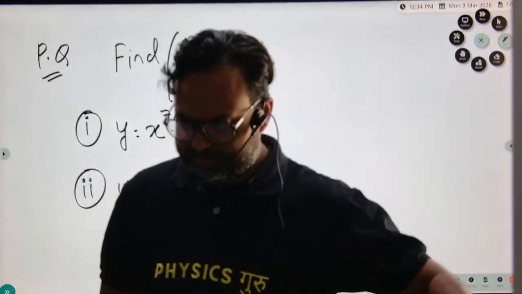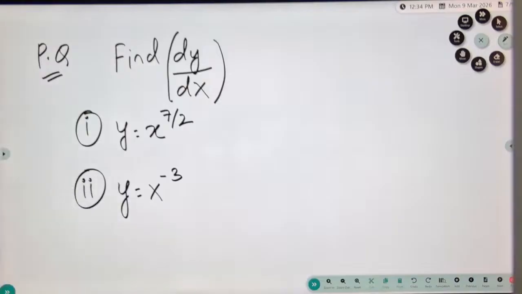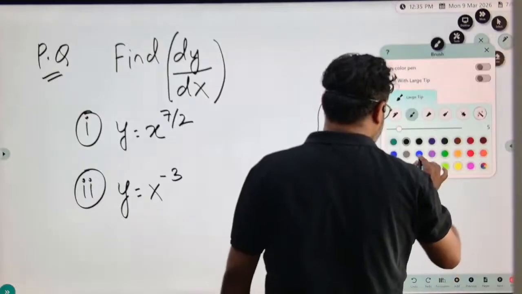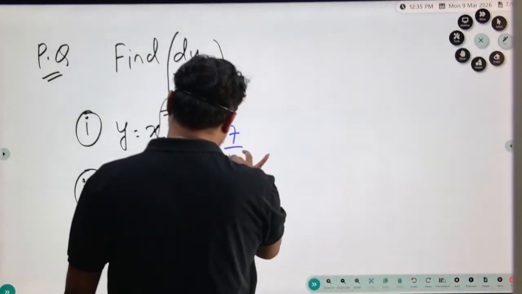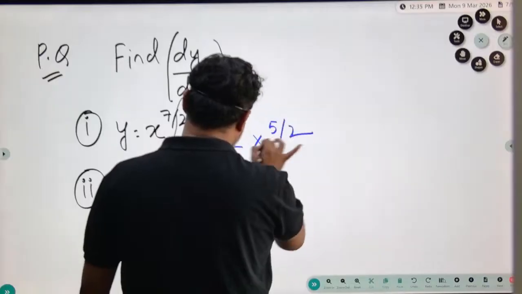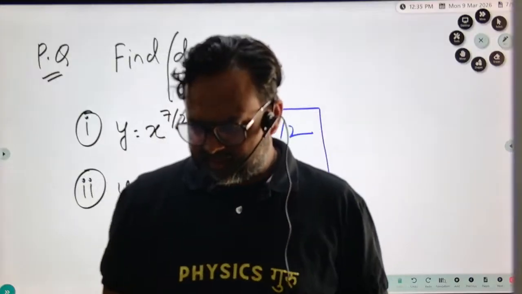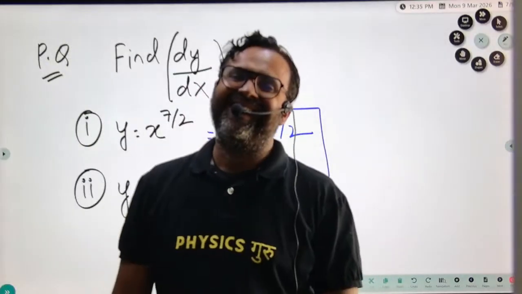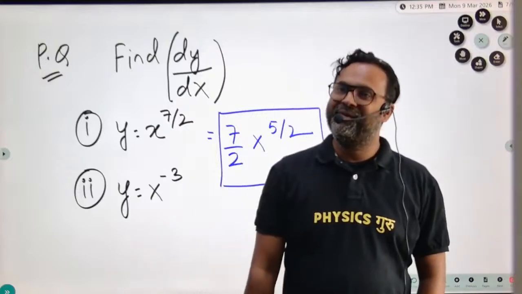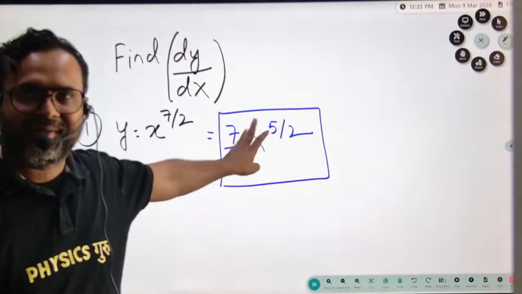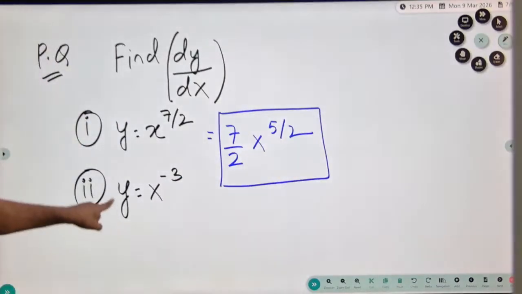Yeah, done. Tell me your answer, please. 7 by 2 x raised to the power of 5 by 2. I have a small question. Is it fine if I write fractions for this? In physics, I will be needing this in fractional format. Okay. All the answers are given in this format only. Okay. Now, second one, next one.